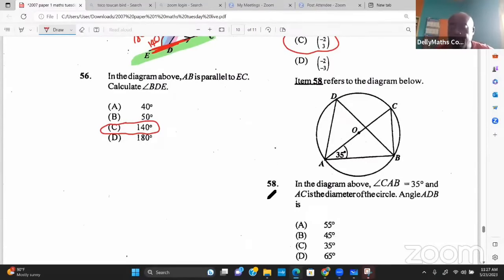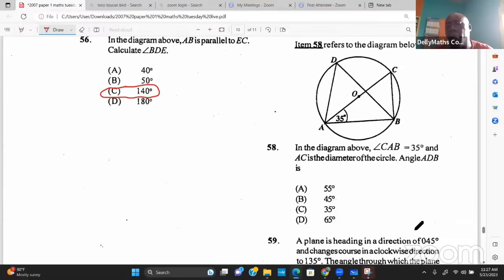58, we're coming down. It says 58 refers to the diagram, right? It says in the diagram above, CAB is 35. And AC is the diameter of the circle, right? They want us to find angle ADB. I'm going to mark it ADB, A to D to B right here. Guys, a semicircle was given here. This was given as a diameter, which means that this angle is 90 degrees here. So that means I can find that.